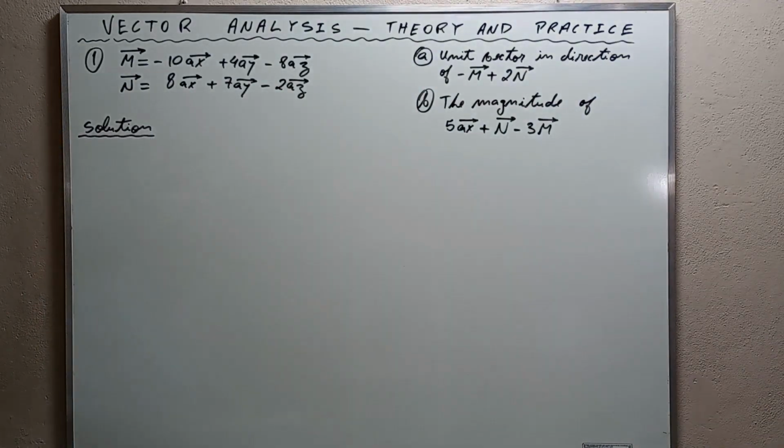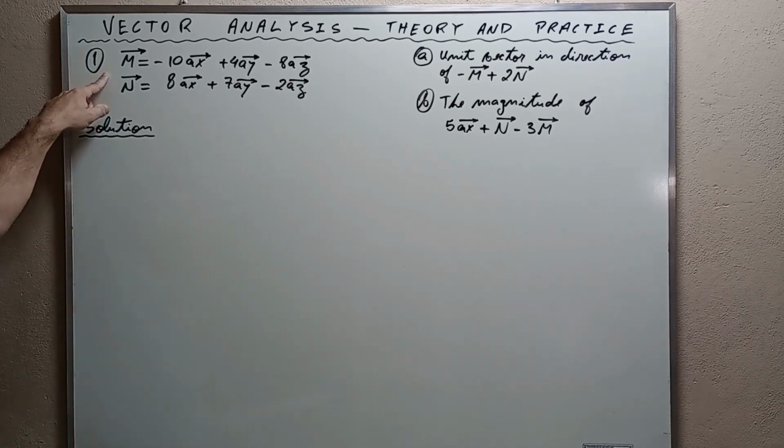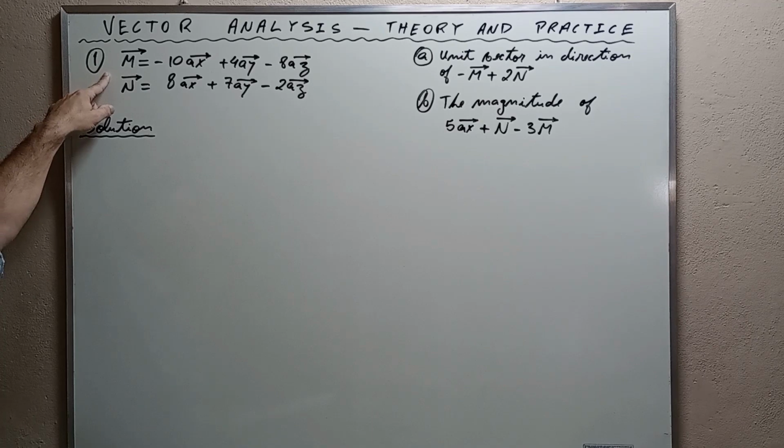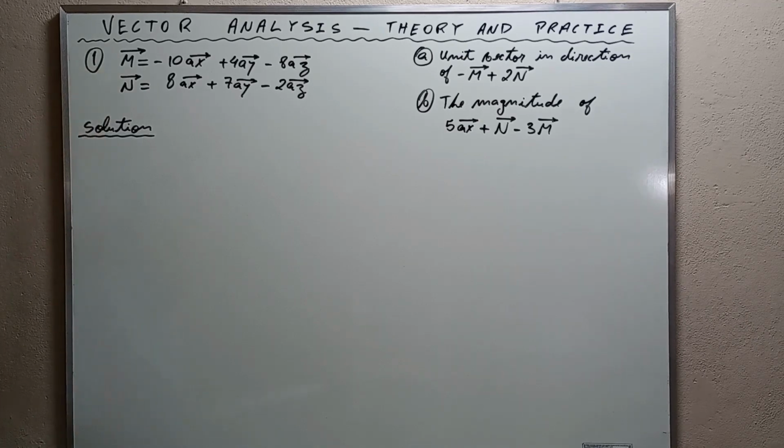Given the vectors m and n, where m is negative 10ax plus 4ay minus 8az, and n is 8ax plus 7ay minus 2az, find letter A, the unit vector in the direction of negative m plus 2n, and letter B, the magnitude of 5ax plus n minus 3m. Okay, my friends, this is question number 1. Let's go to the solution.